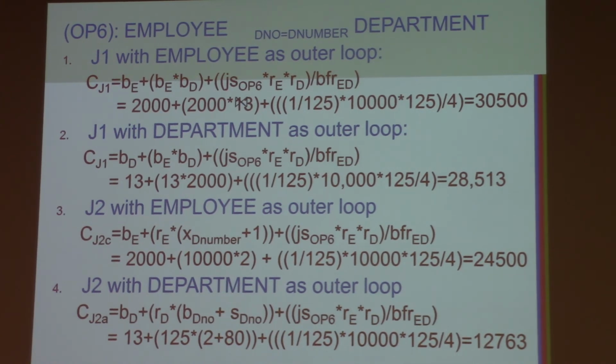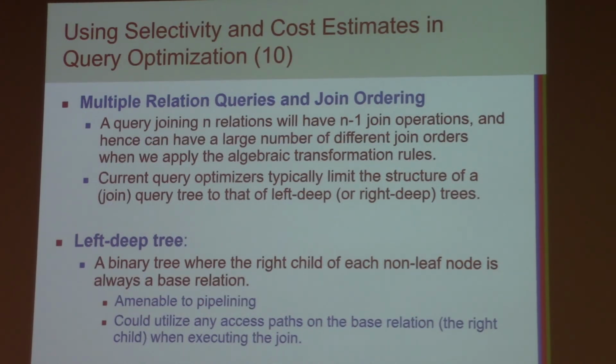Then which one will be selected in this case? The lowest one. So outer loop, department. Department will be the driving table. Employee will be the driven table. Then we get 12,000 IO. So this will be the lowest cost. This will be selected. So this is the cost-based optimizer, and the others are the rest.